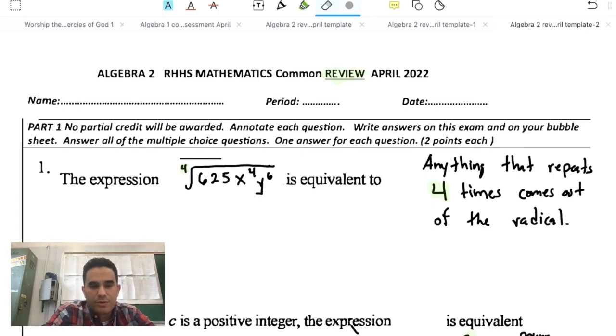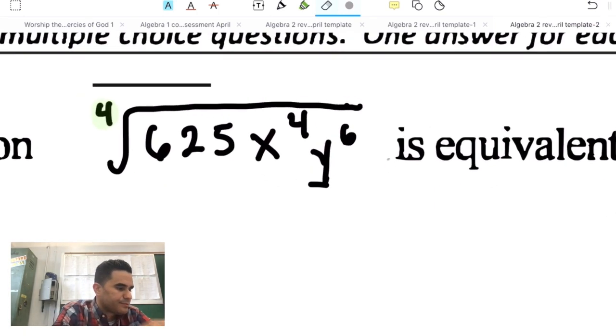Right, so we're going to be doing number 1. We did this in class today, actually. Okay, the first thing we're going to look at is the fourth root of this whole expression here.